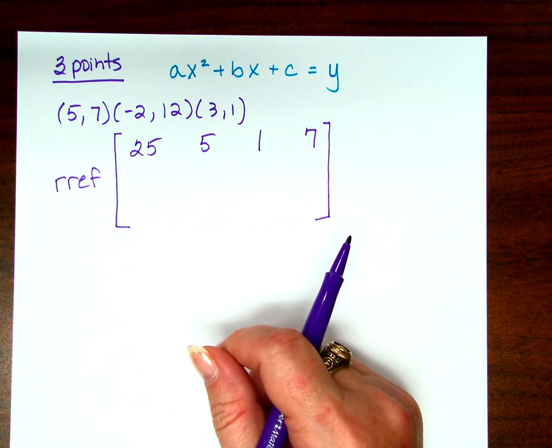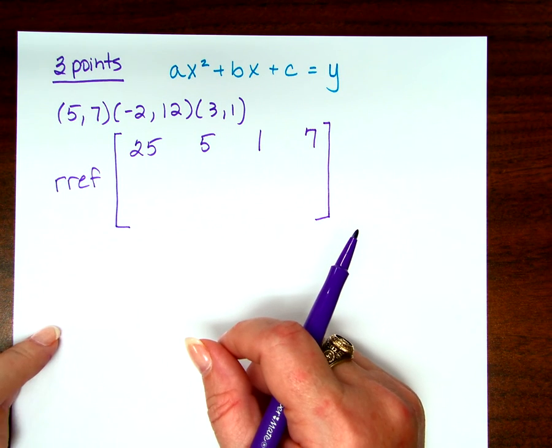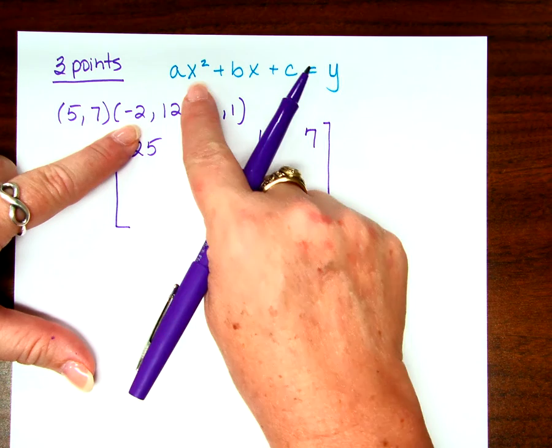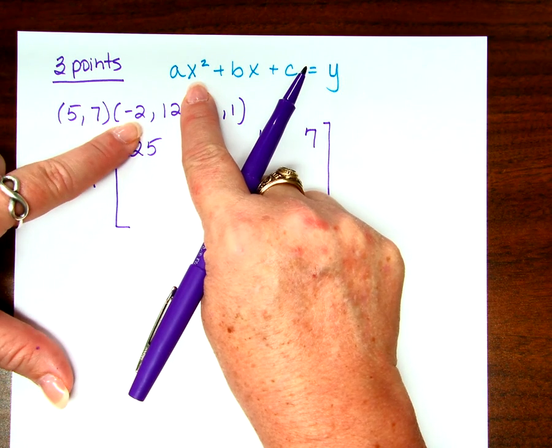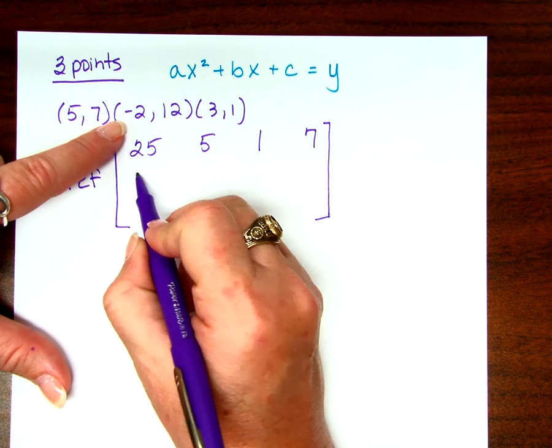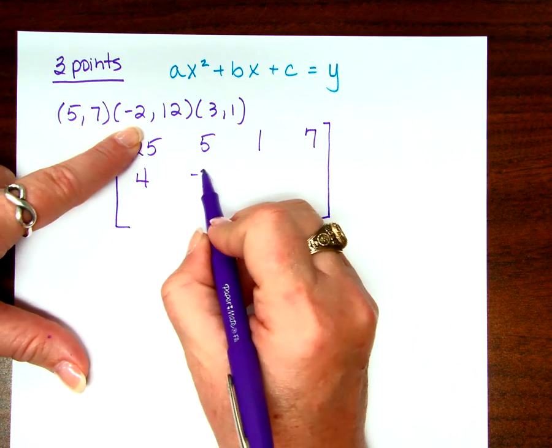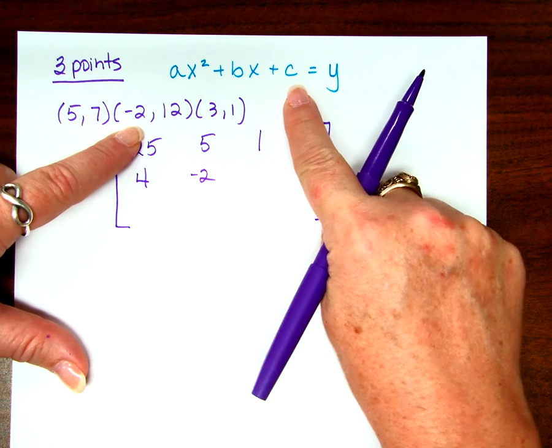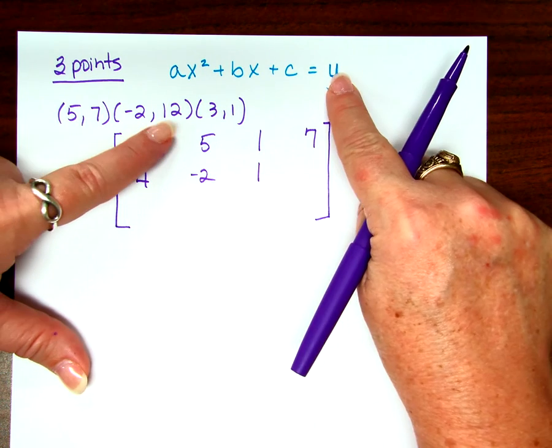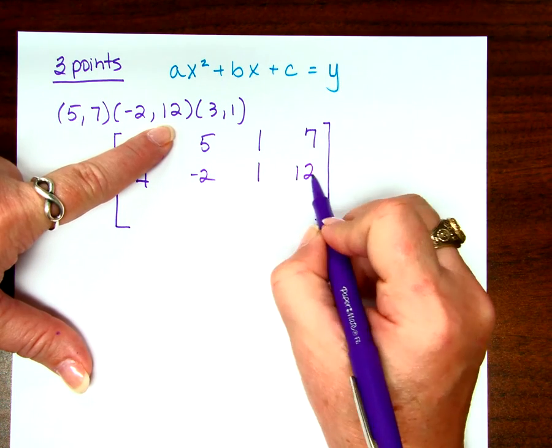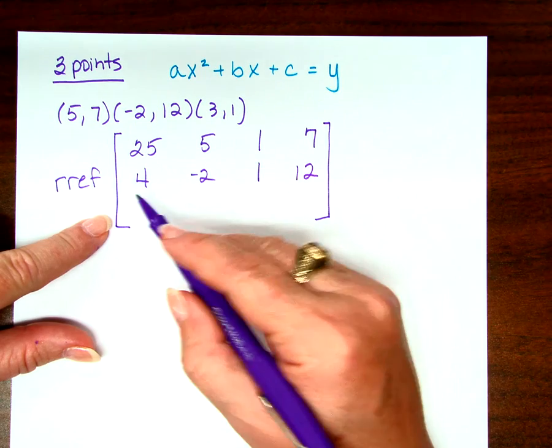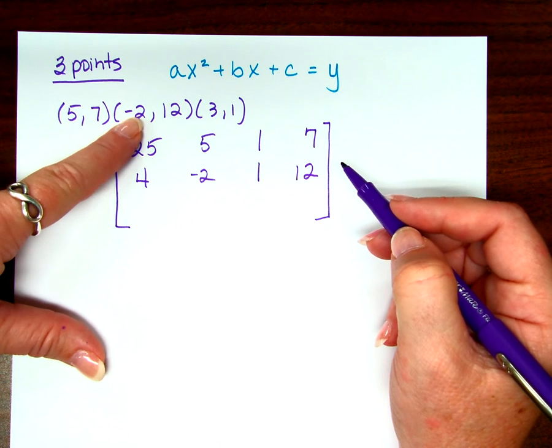Where do I get my second row of my matrix? The second point. What do I do with the x? Square it. What's negative 2 times negative 2? 4. What do I do with the x next? Write it down. What comes next? 1. And what comes last? The y, which is 12. So that's the second row. The second row came from the second point.